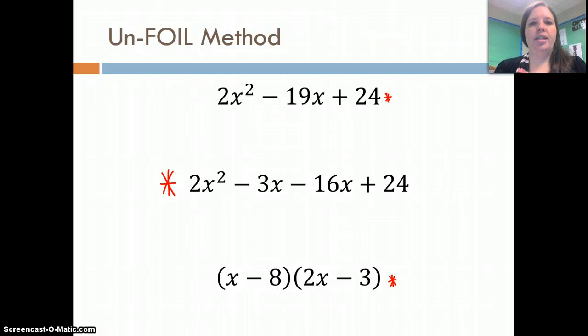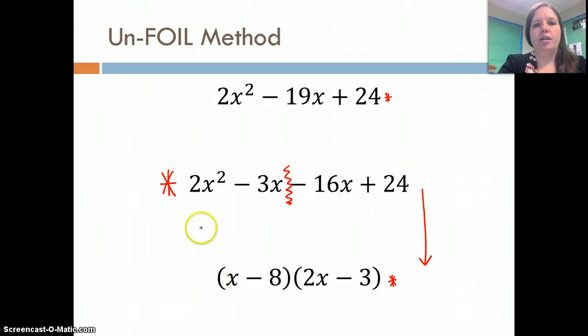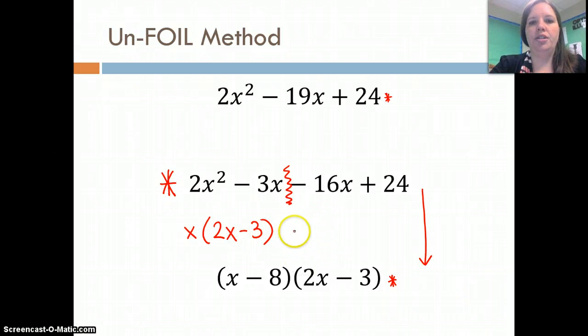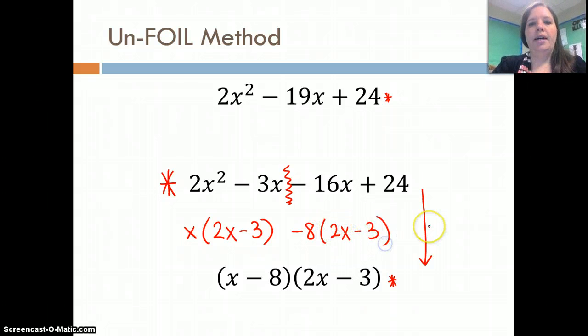These are the same three steps I had before. How can I move from the second line down to the third line? Well, we've already seen this. When we have four terms here, how can we factor? We can take out the GCF, which in this case is x. We can group them and take out the GCF. The second group's GCF would be -8, and we're left with 2x minus 3. So you can see one parentheses is 2x minus 3, and our other parentheses is x minus 8.